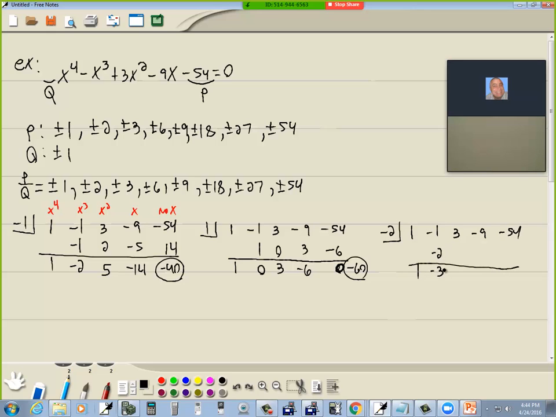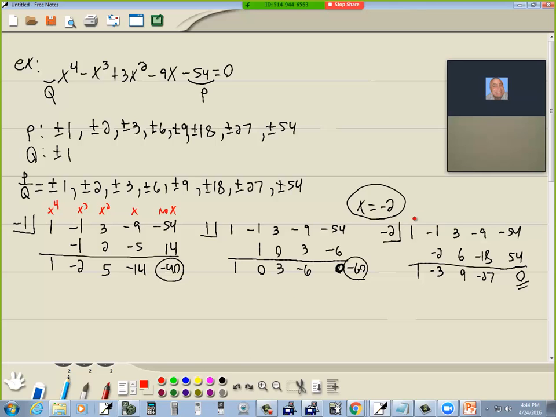Now after you get this process down, books will give you hints on which numbers you don't even need to try, because there's not even a possibility. Now when I go through and do this one, you notice that I get a zero remainder, assuming I did all my basic math right. Since I found a 0, that means the number in the box is our first answer. So our first answer is x equals negative 2.